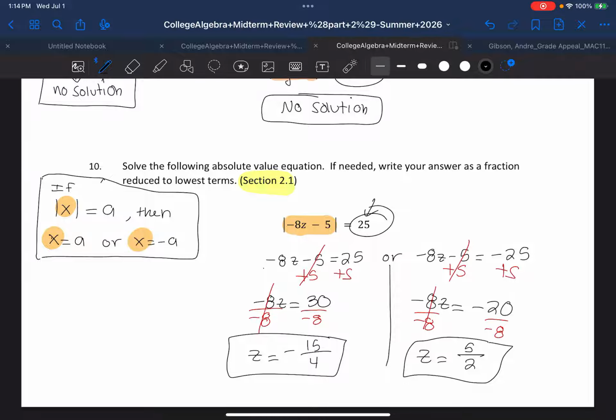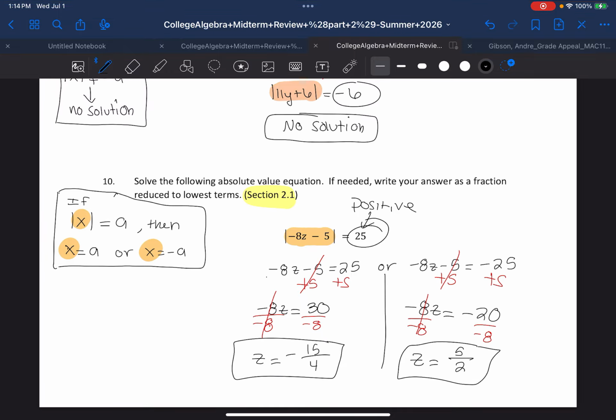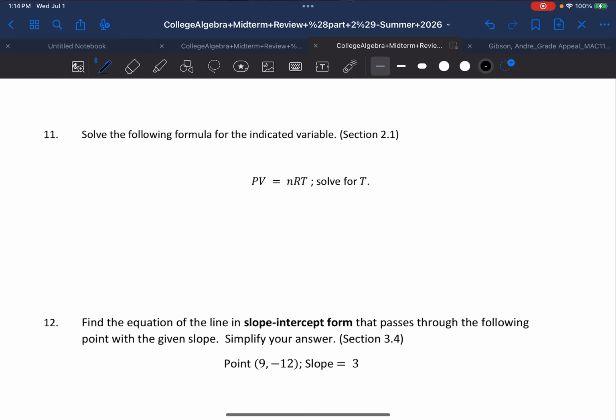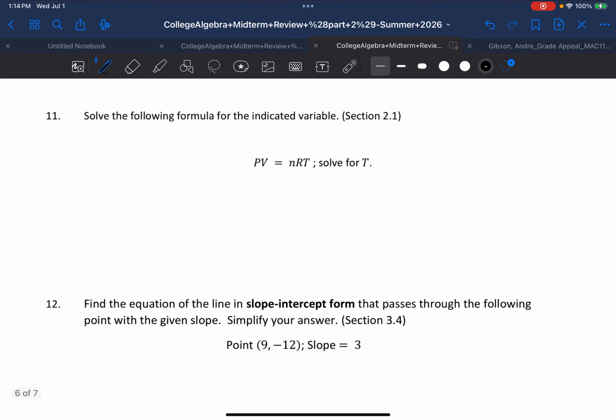So as long as the absolute value is equal to a positive number, you should always get two answers. And you can plug those back in and check, but it's not mandatory. It will work if you did the work right. Okay, number 11 is also from section 2.1.